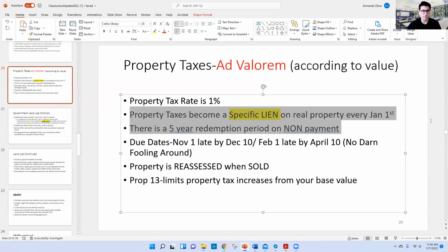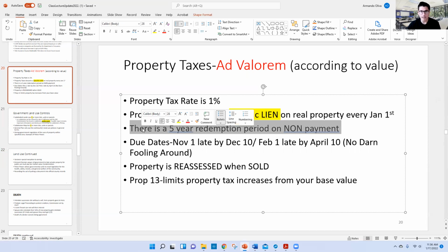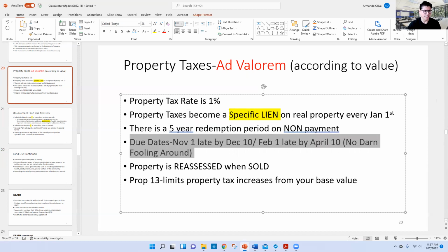Now, why do you pay property taxes? Because the county actually puts a specific lien on your property every January 1st. Well, what if you don't pay? Well, they're not going to take your house right away. There's a 5-year redemption period. However, penalties will accrue.